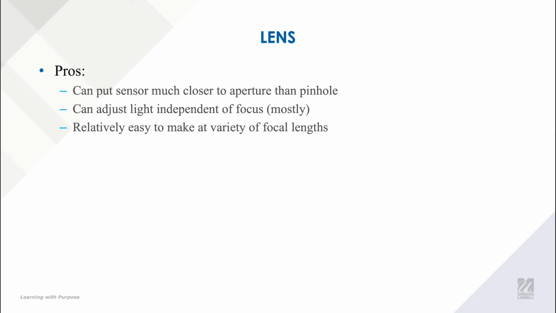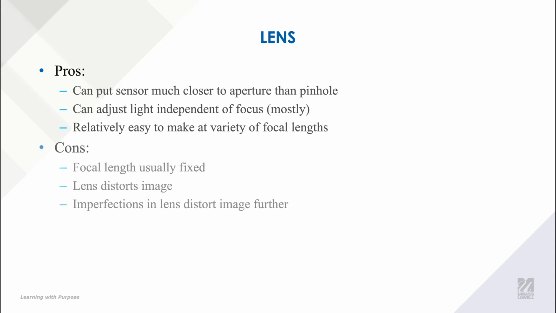So the pros here are that we can put the sensor much, much closer to the aperture than in a pinhole camera. We can also adjust the light independently of focus, mostly. There's some caveats to that. It's also relatively easy to make a lot of different types of focal lengths, so you can make a lens for just about any application you need. There's still a few cons.